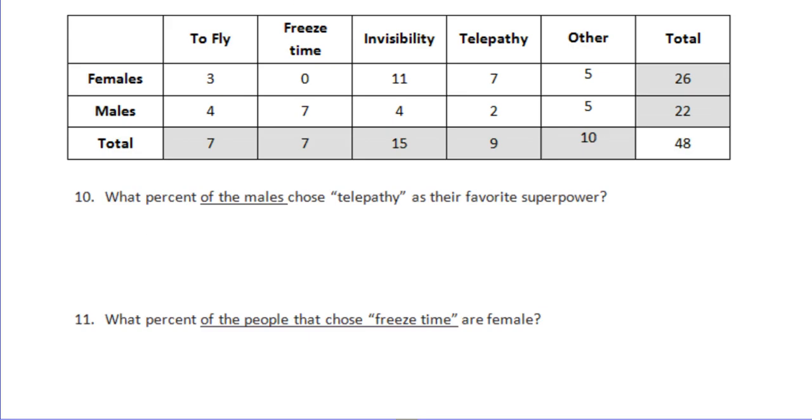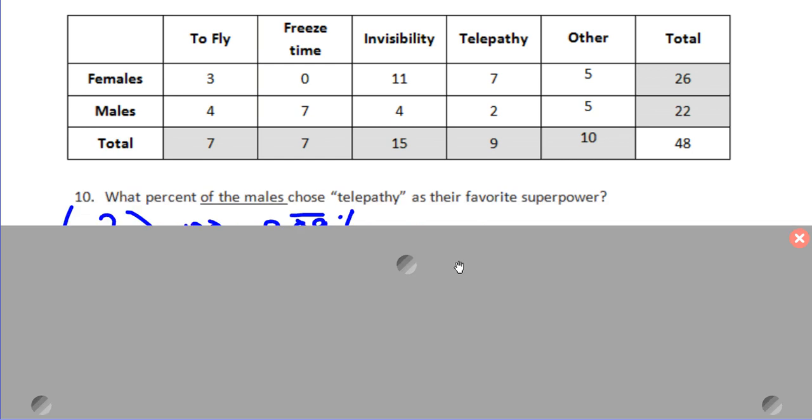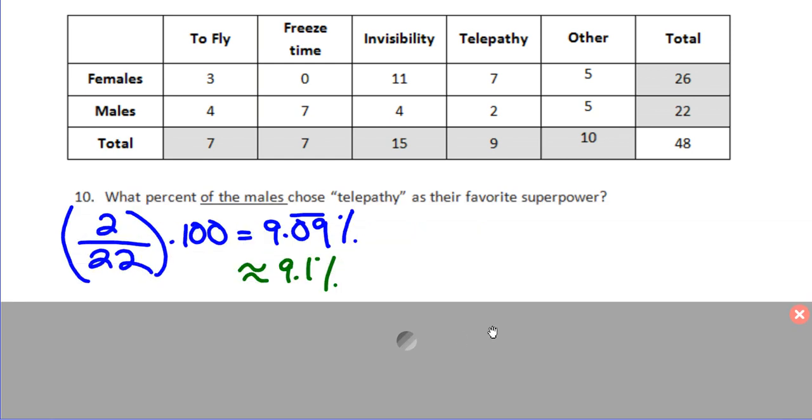All right, we've got a couple more here. What percent of the males chose telepathy? Well, we have 22 males. How many chose telepathy? 2. So 2 out of 22 times 100. There's our exact value, 9.09 repeating. Going to the tenth, that would be 9.1%.